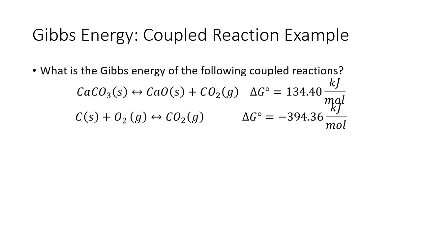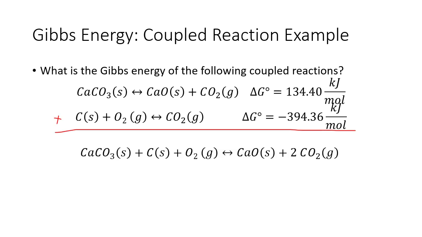So let's try an example of this. What is the Gibbs energy of the following coupled reactions? So we're going to take these two and we're going to add them together. Reactant side to reactant side, product side to product side. Okay, and we get calcium carbonate solid plus carbon solid plus oxygen becomes calcium oxide and CO2.